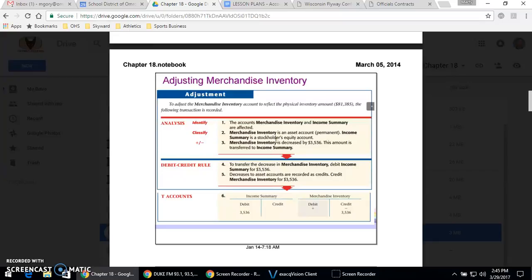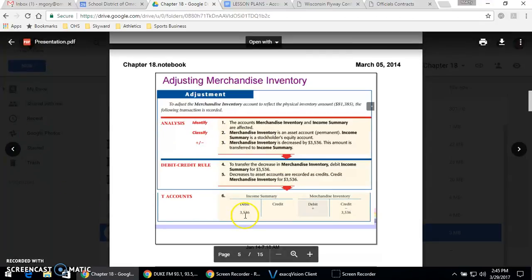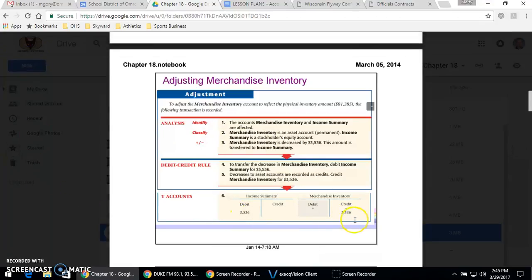So for this one, we are going to adjust merchandise inventory because we have $3,536 less of inventory at the end of the fiscal period than we did at the beginning. Therefore, we adjust the inventory account by debiting income summary for $3,536 and crediting merchandise inventory for $3,536.